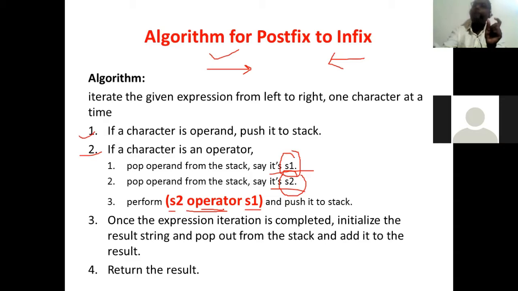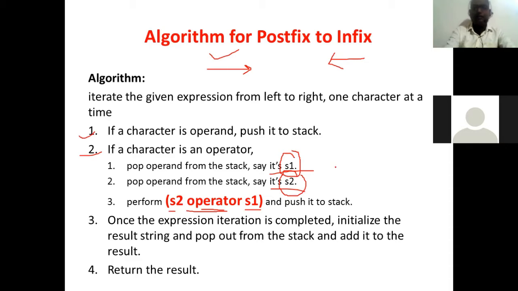Whichever one you popped from the stack, the one that was second, you have to write down first. Then write down its operator, whatever your operator is. After that, write down your first operand.